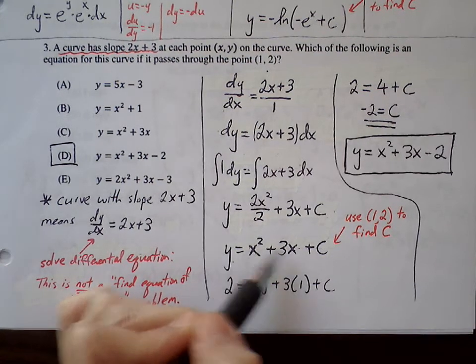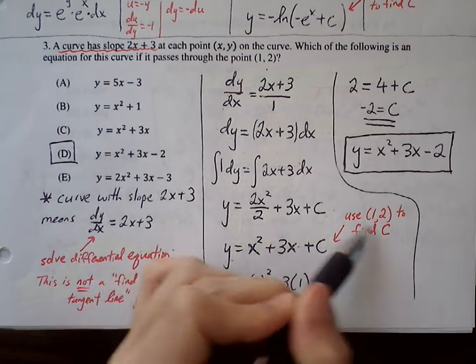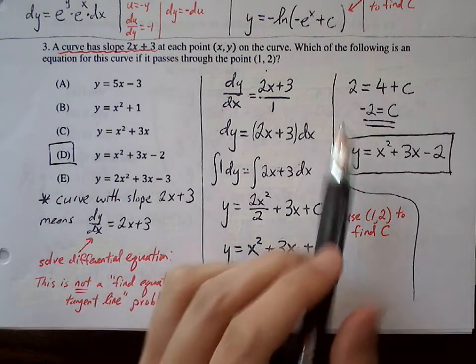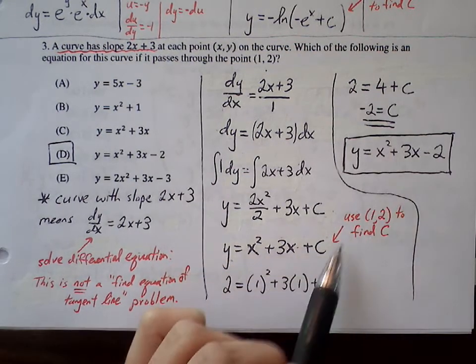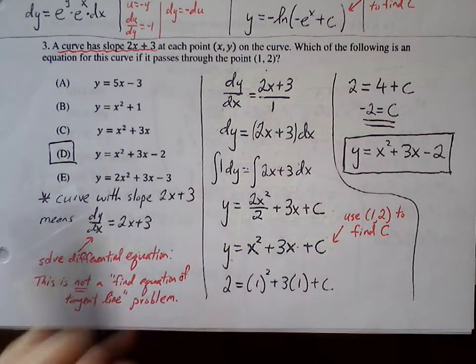Use the ordered pair to update our general equation to a specific equation. So let's plug 1 in for x, 2 in for y. 2 is equal to 4 plus c. c is equal to negative 2. I can update my c with negative 2. So there's my specific equation. Answer choice D.